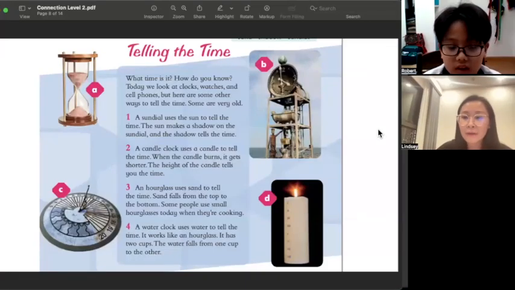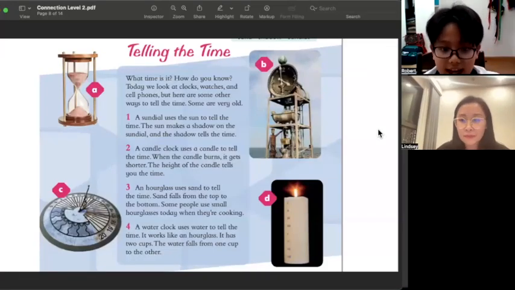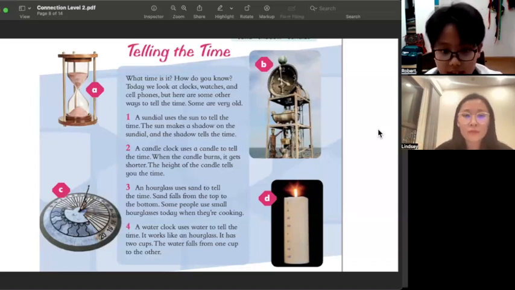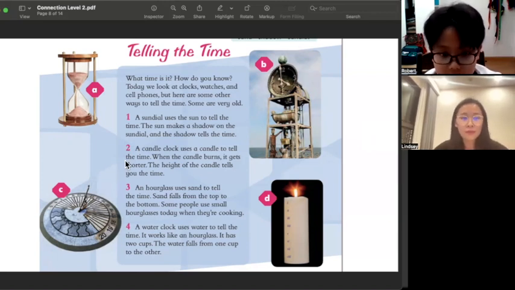Robert, read "Telling the Time" for me, please. Telling the time. What time is it? How do you know? Today we look at clocks, watches, and cell phones. But here are some other ways to tell time.